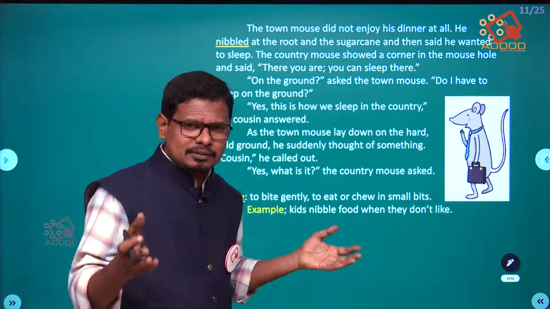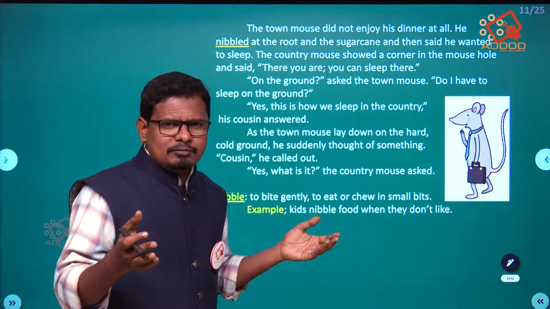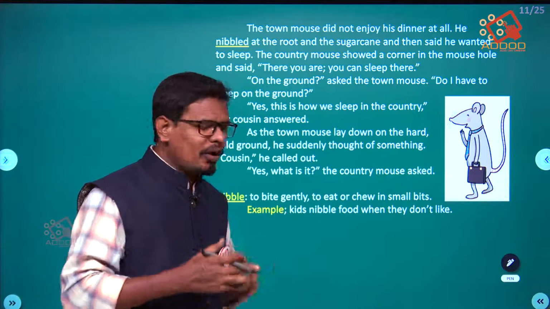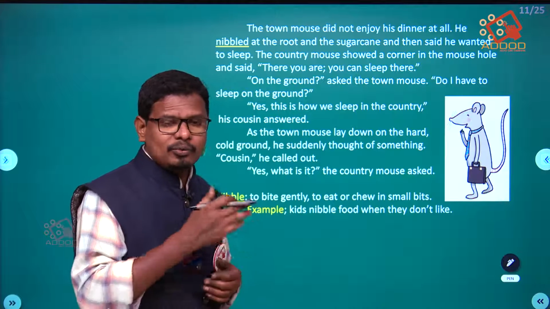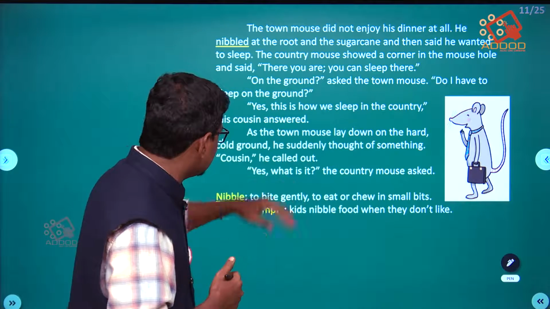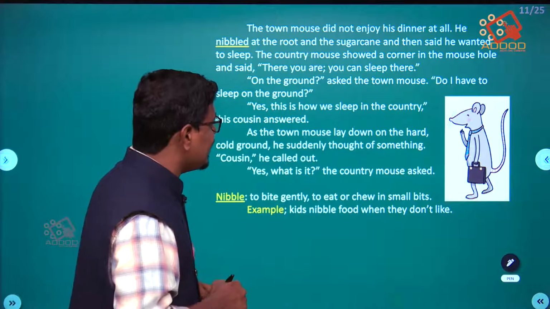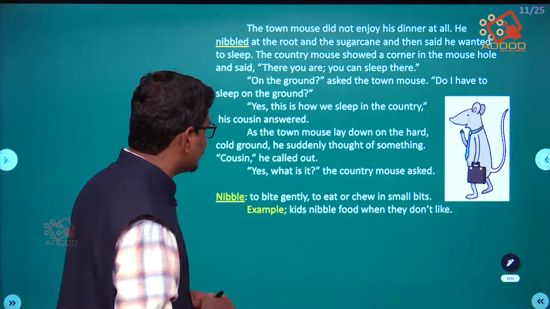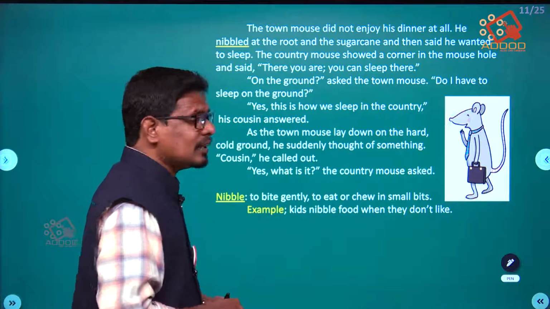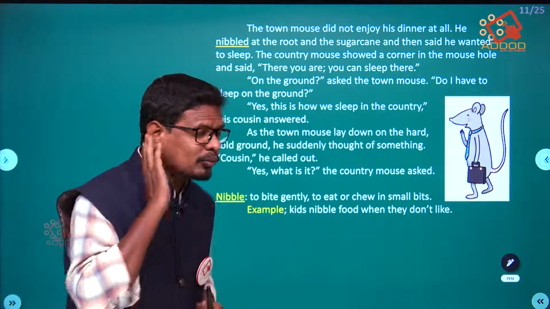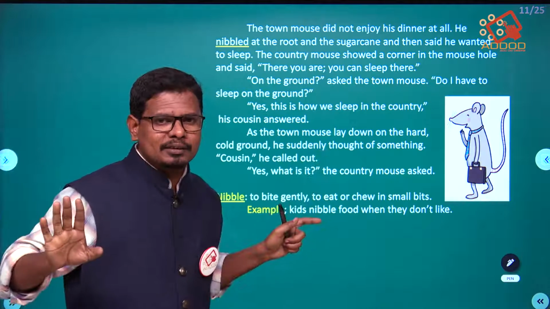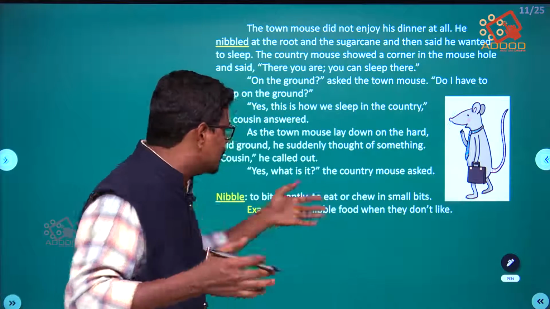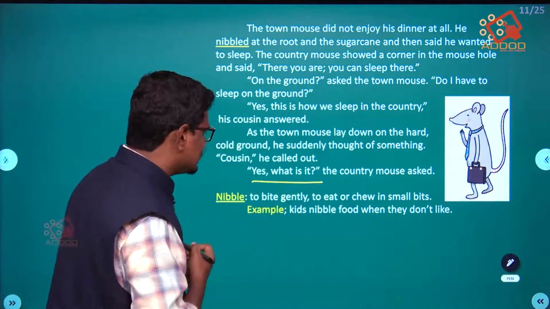We don't have mattresses. We don't have king size or queen size beds. We sleep on the cot or on the ground. So this is how we sleep, his cousin answered. As the town mouse lay down on the hard, cold ground, he suddenly thought of something. Cousin, he called out. Yes, what is it? the country mouse asked. As it was quiet everywhere, the town mouse remembered something.